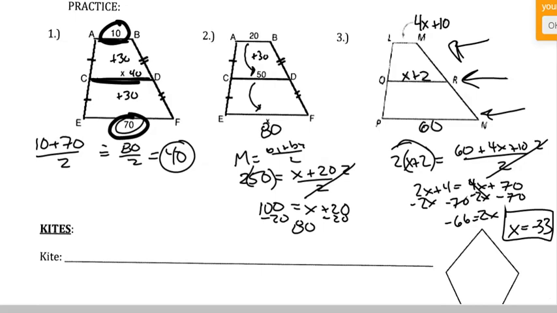All right, that's all we're doing with trapezoids. Let's move on to kites. Remember, we talked about a trapezoid has exactly one pair of opposite sides being parallel. We talked about an isosceles trapezoid when those are congruent. Now, let's go on to kites.